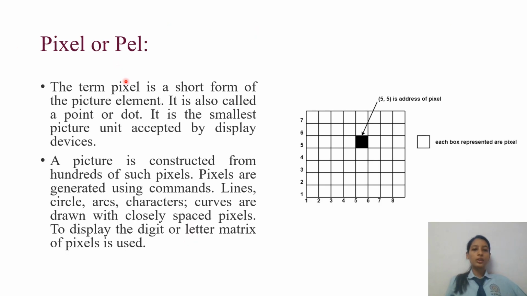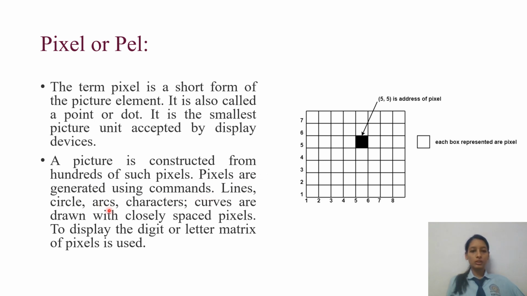Pixel. The term pixel is short for picture element. It is also called a point or dot. It is the smallest picture unit accepted by a display device. Each box is represented as a pixel. 5,5 is the address of the pixel. A picture is constructed from hundreds of such pixels. Pixels are generated using commands.